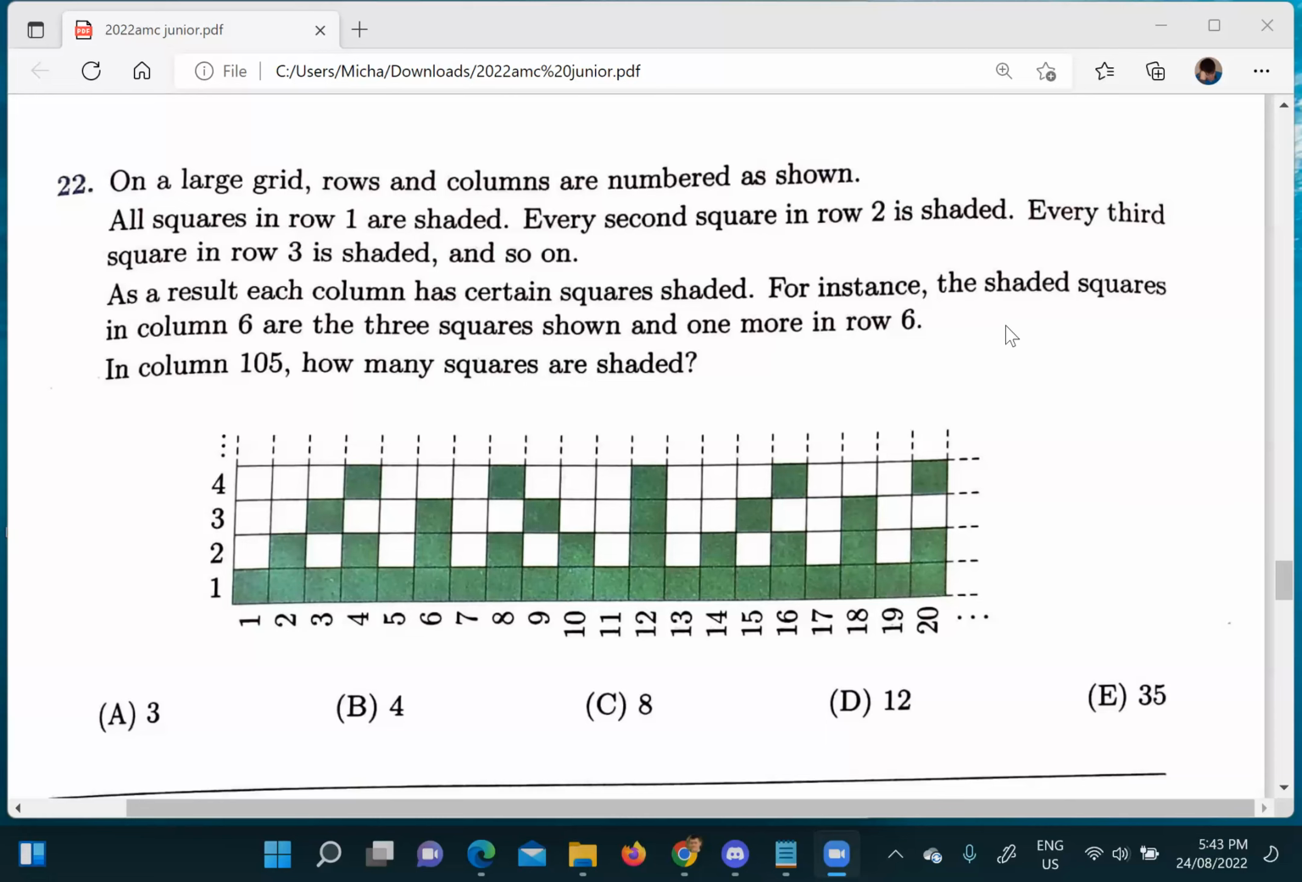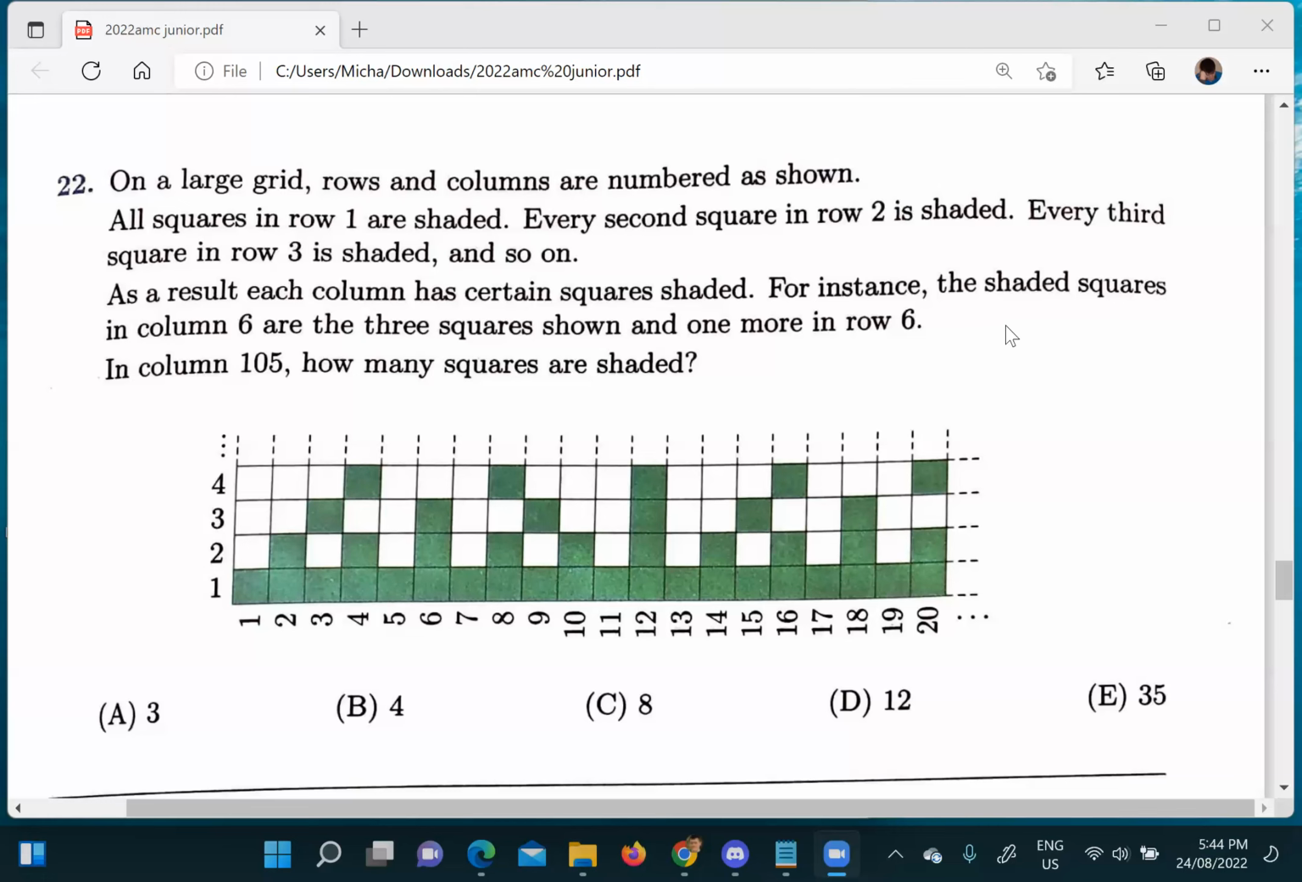Okay, so as a result, each column has certain squares shaded, yeah? For example, the shaded squares in column 6 are the three squares shown, and one more in row 6. Well, that's kind of a dumb example. You can't even see it, okay? So it's saying that in column 6, like here, there's those three and then there's one more at the top, yeah?